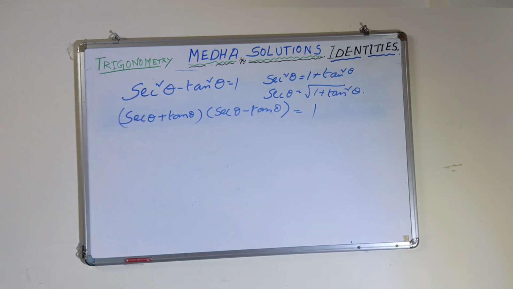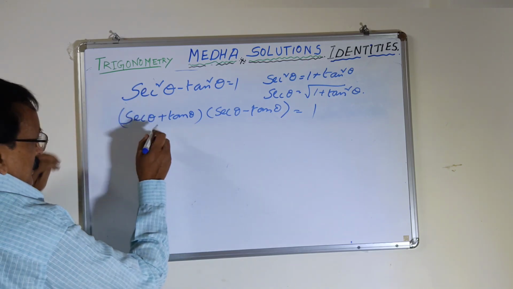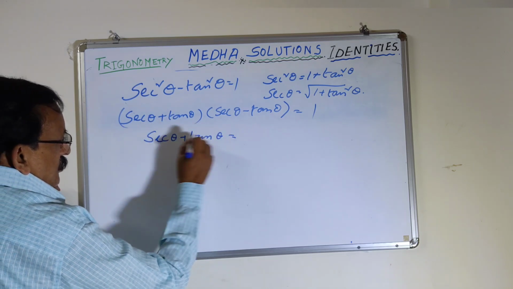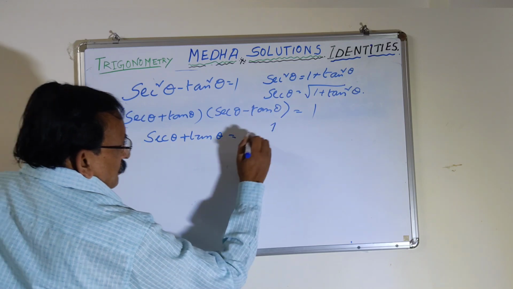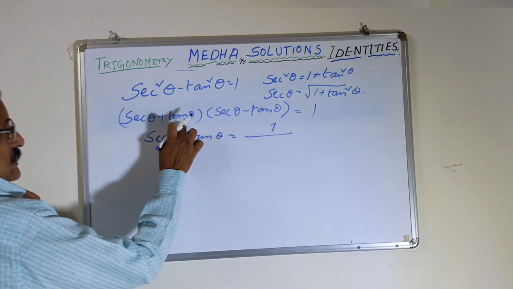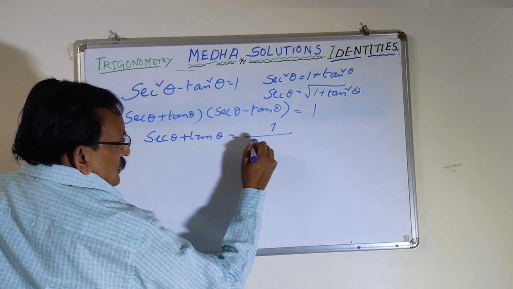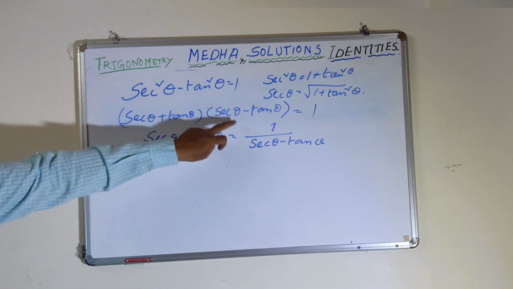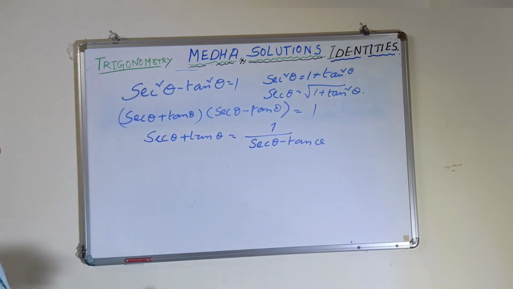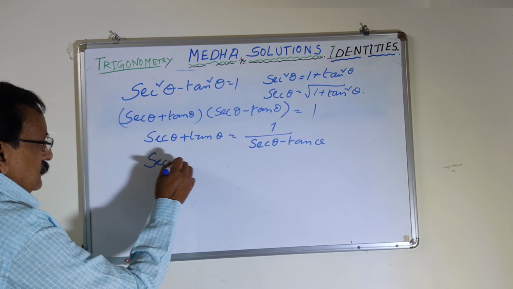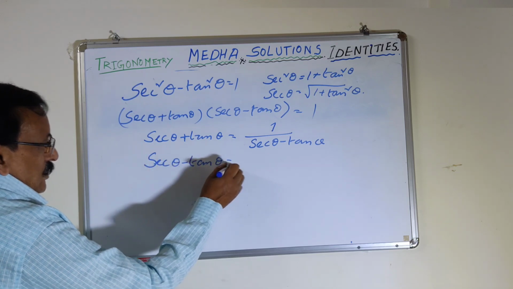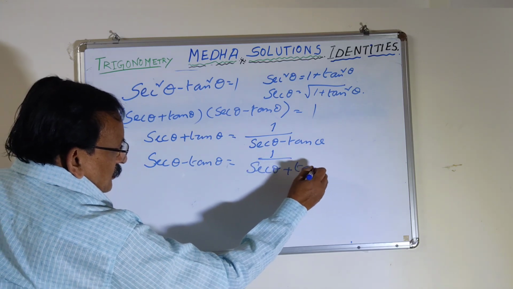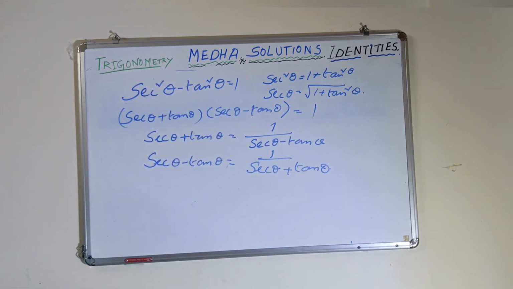This is very much important. Now if you want to find sec theta plus tan theta, it is equal to 1 by sec theta minus tan theta, because this whole thing is multiplied here, so it becomes division. Or else keep this one and transpose: sec theta minus tan theta is equal to 1 by sec theta plus tan theta. Like this also we can convert.